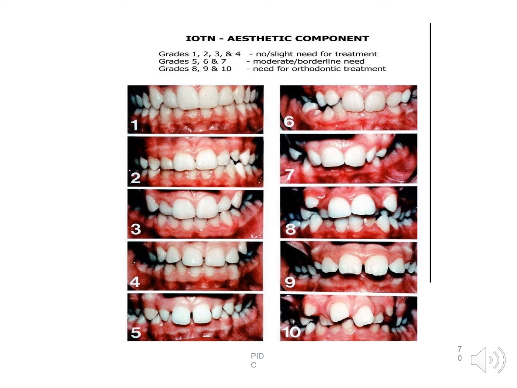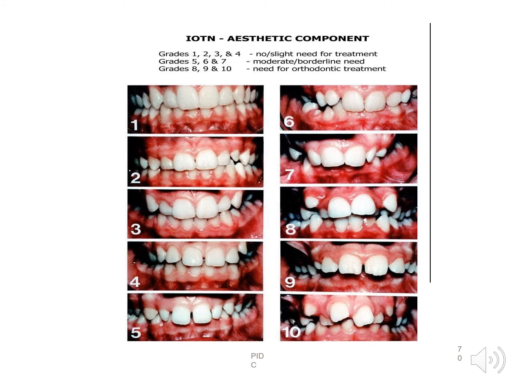This is the photo of aesthetic component. As I explained before, it consists of a set of 10 standard colored photographs which are also graded from score 1, the most aesthetically pleasing, to score 10, the least aesthetically pleasing.